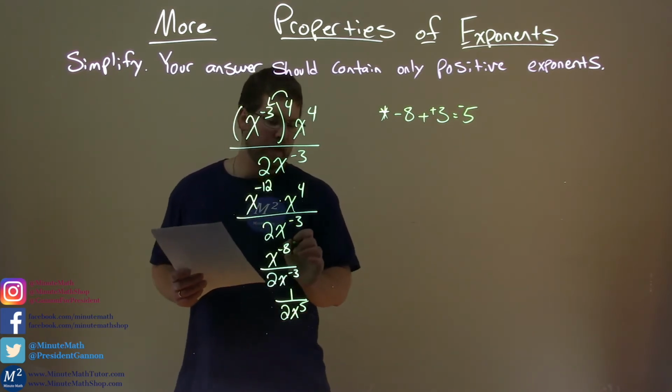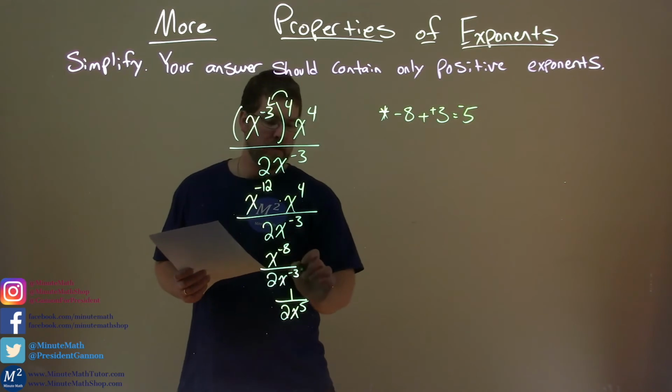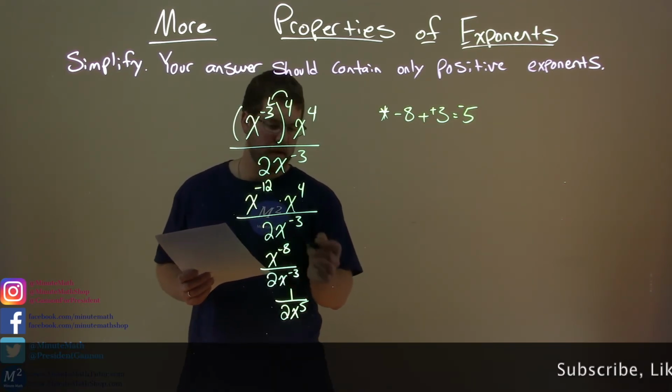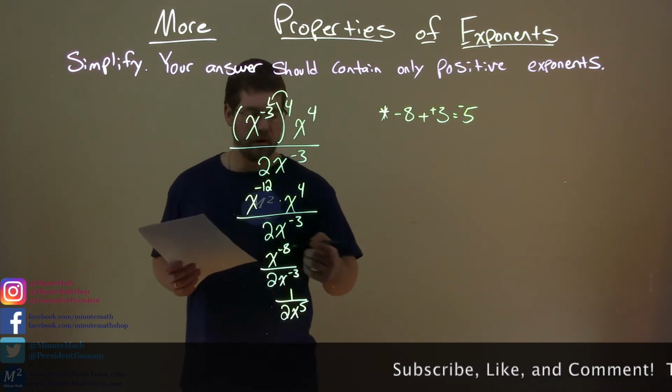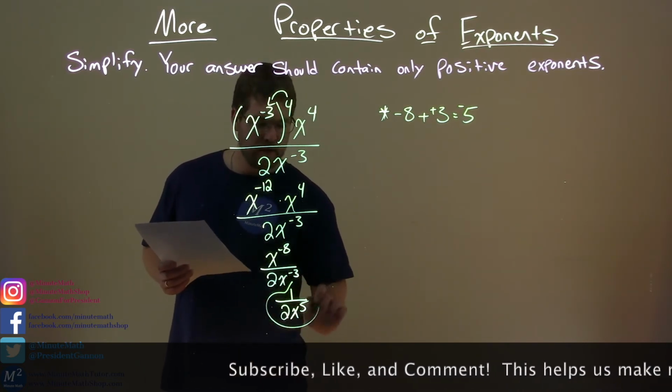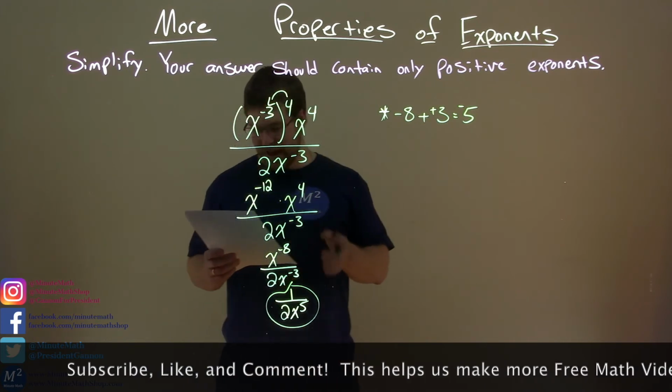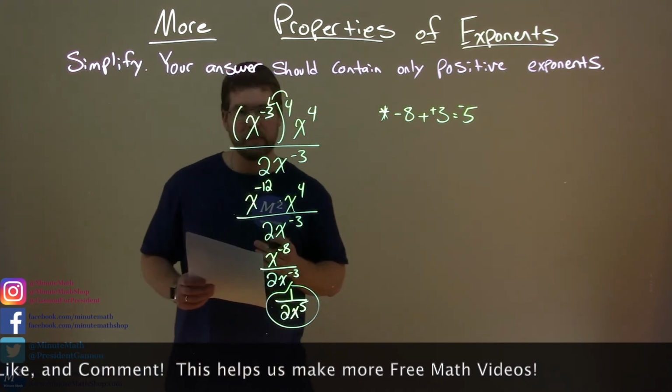okay? And the way you can kind of see it is we have a negative up here, negative down here, but combined kept it negative. Negative 8 was the bigger number, keeps it down. So it's a negative 5 in the numerator, positive 5 in the denominator. And so our final answer is 1 over 2x to the positive 5th power.